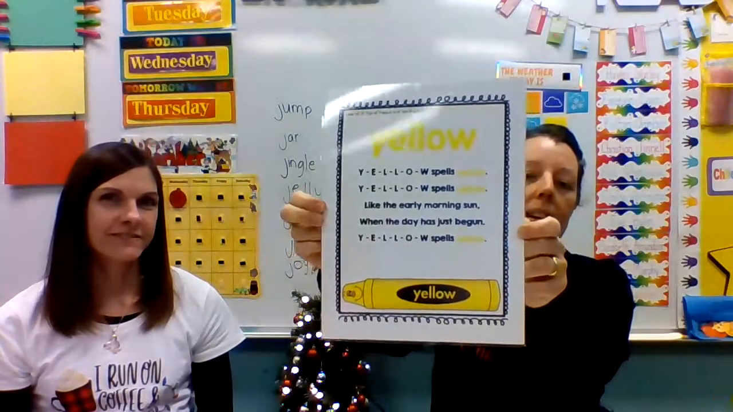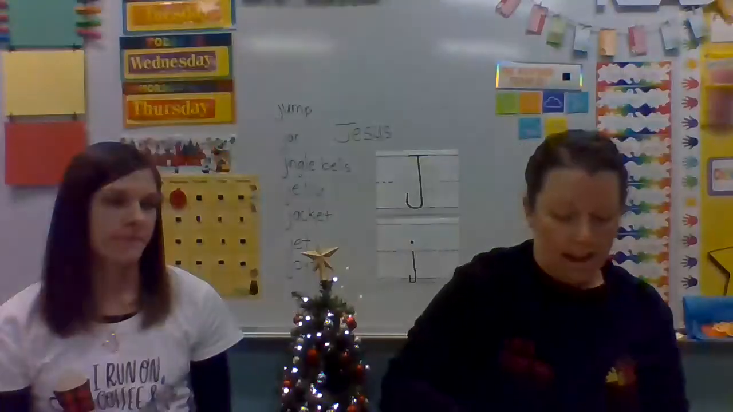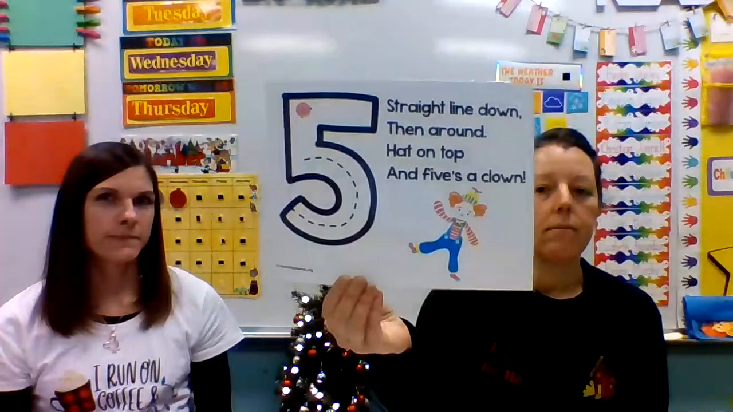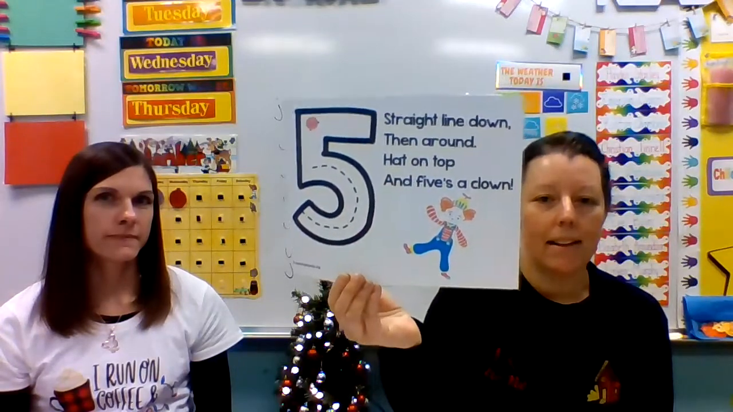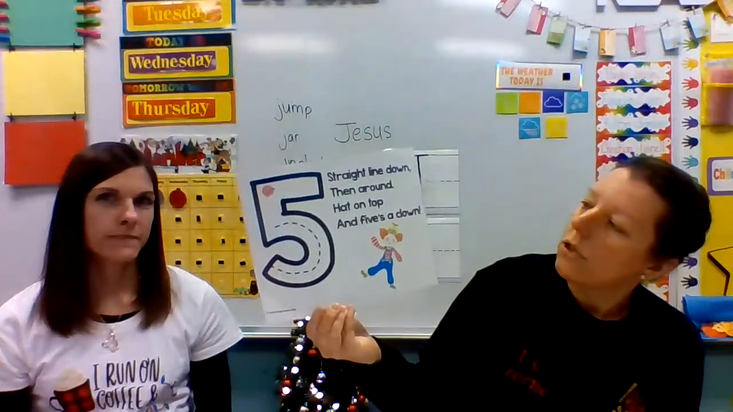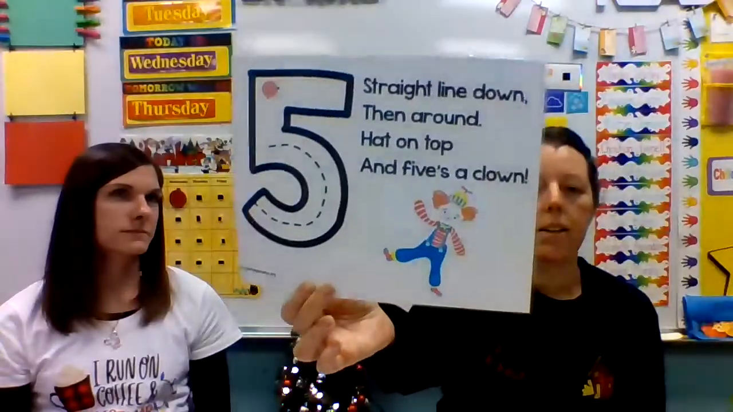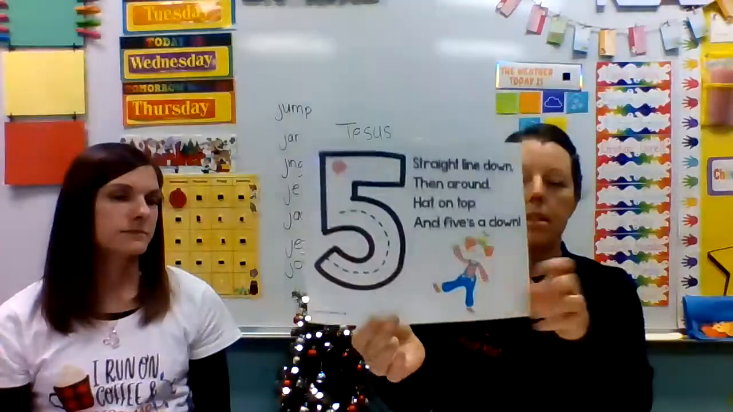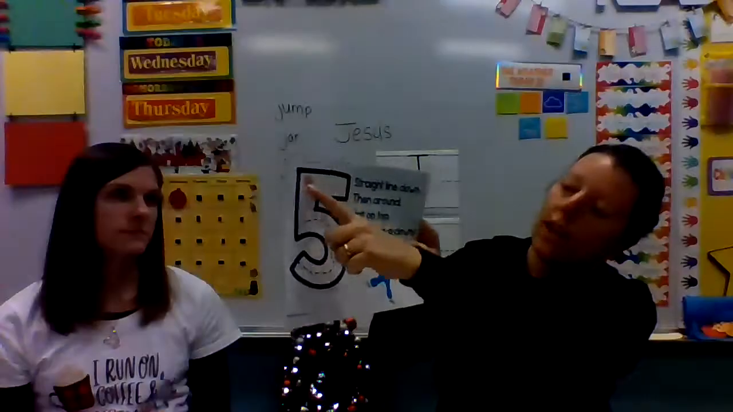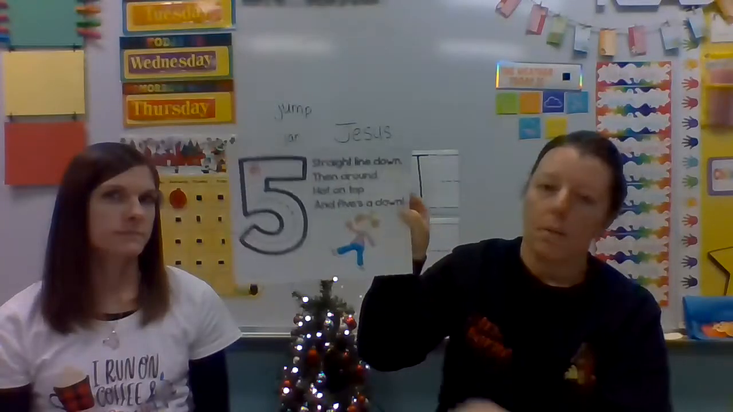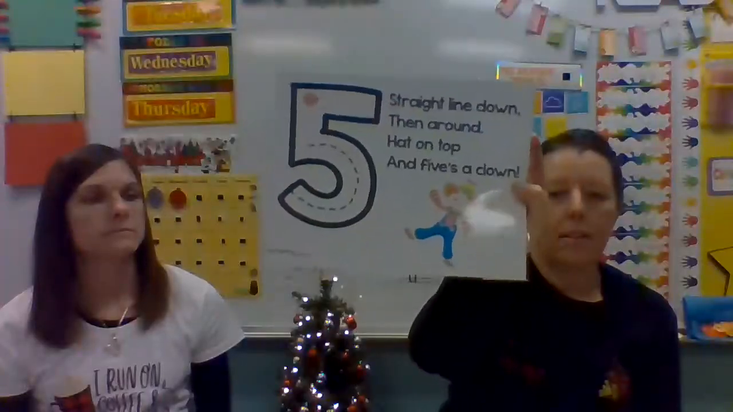Yellow. Okay, so look around your house. See if you can find some things that are yellow. And then we have what number? 5. That's right, we have the number 5 this month. Straight line down, then around, hat on top, and 5's a clown. So we have a straight line down, and then around, a hat on top, and 5's a clown.